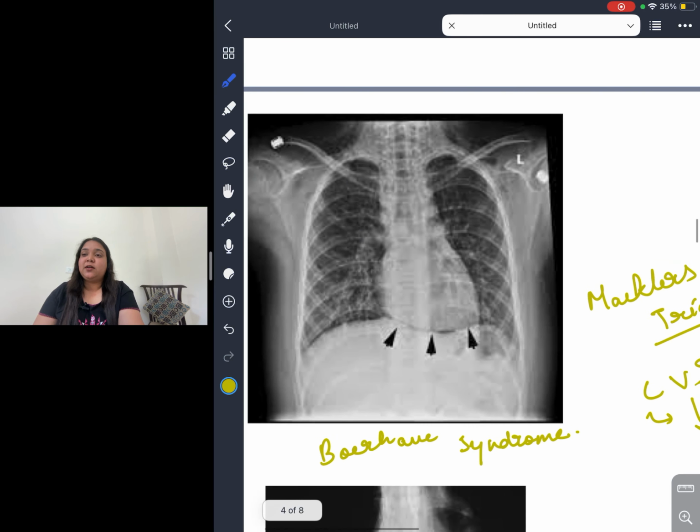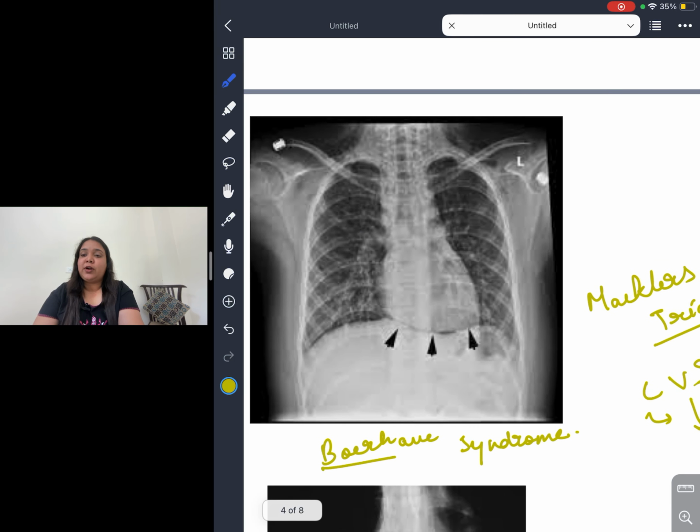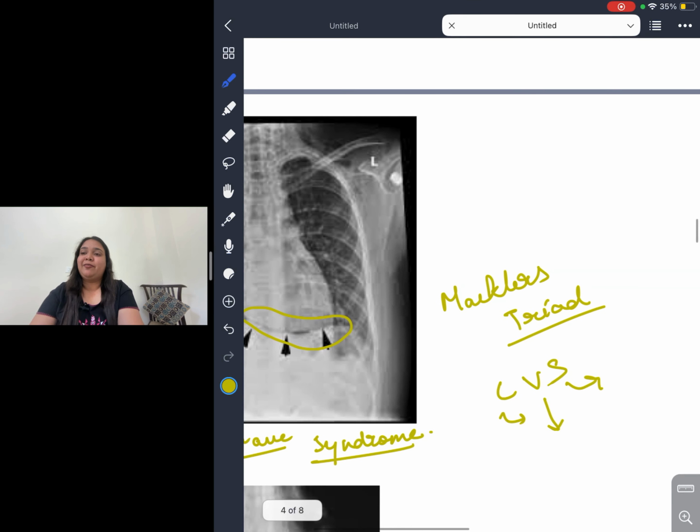So this is an image of Boerhaave syndrome. Here we have a continuous diaphragmatic sign, and we have Mackler's triad, CVS: chest pain, vomiting, and subcutaneous emphysema.